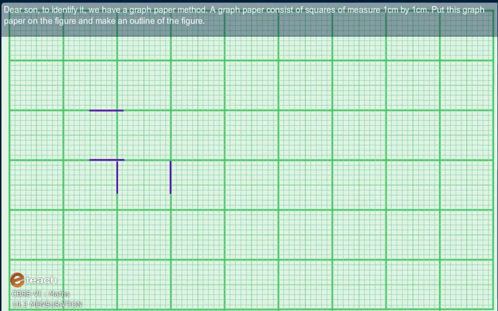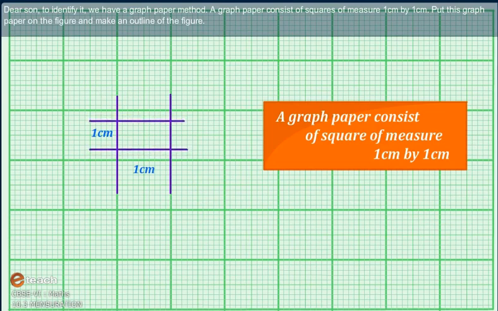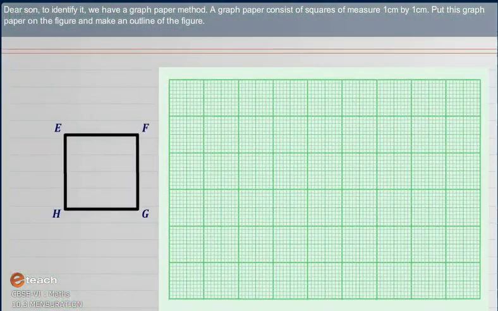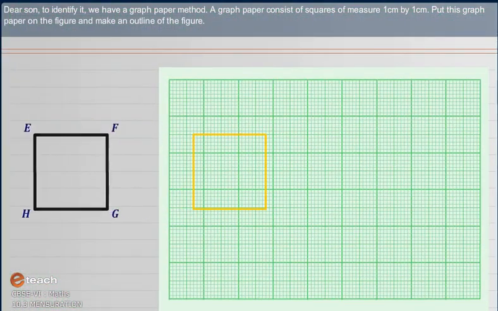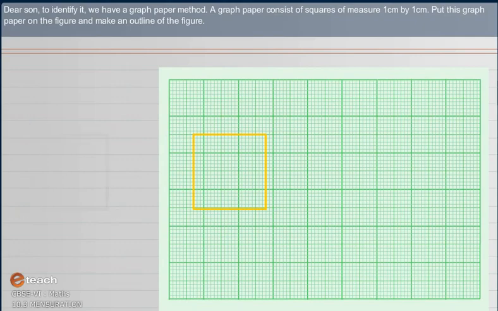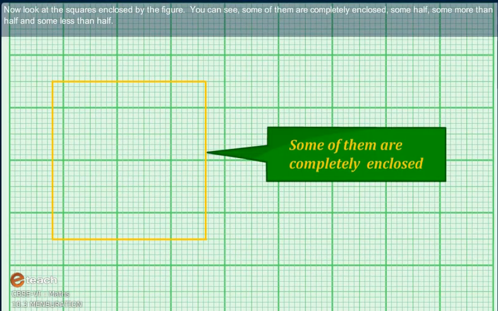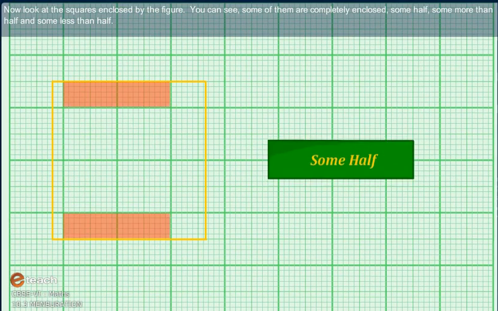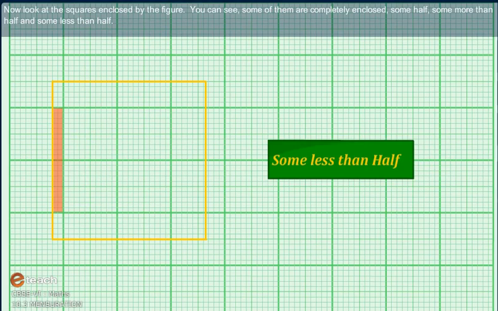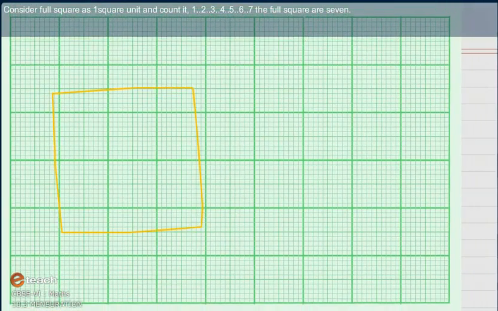Dear son, to identify it, we have a graph paper method. A graph paper consists of squares of measure 1 centimeter by 1 centimeter. Put this graph paper on the figure and make an outline of the figure. Now, look at these squares enclosed by the figure. You can see some of them are completely enclosed, some half, some more than half, and some less than half.